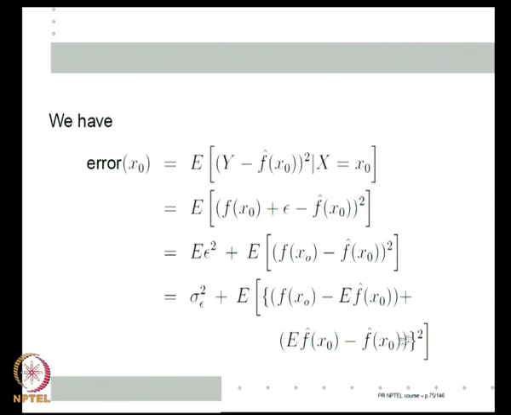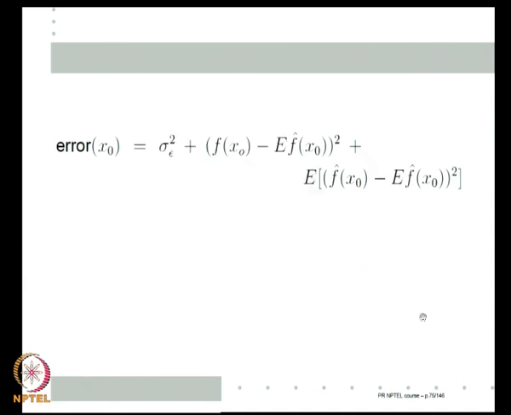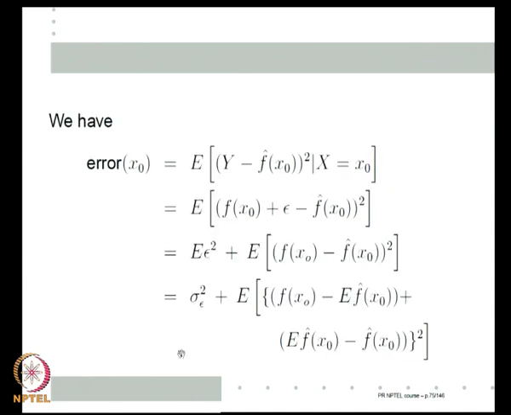This is an expectation of something, so this is also a constant that comes out of the expectation. Then the second term is the expected value of f hat x naught minus f hat x naught, and when I put the expectation outside of that, that will be 0. So the cross term will be 0, thus giving me sigma square epsilon, the expected value of this square and the expected value of this square. Okay.